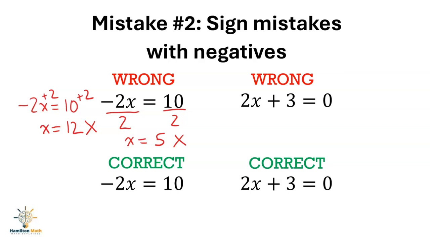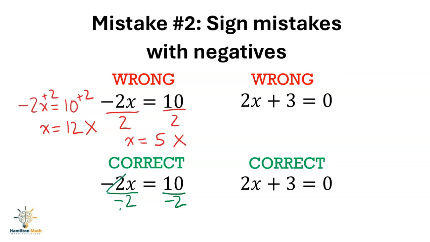Now, in that first method, we were actually more correct than the second method. And the reason for that is this. What we have to do is we have to do the opposite operation of what's being done to the x. The opposite operation of negative 2 times x is dividing by negative 2. Whatever you do to one side, you have to do to the other.